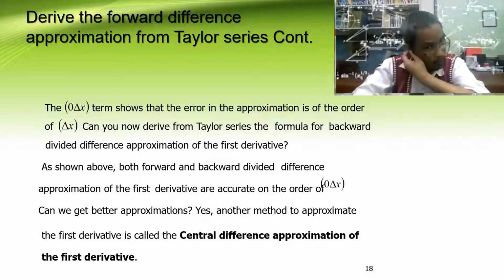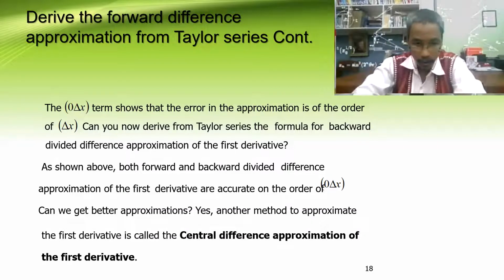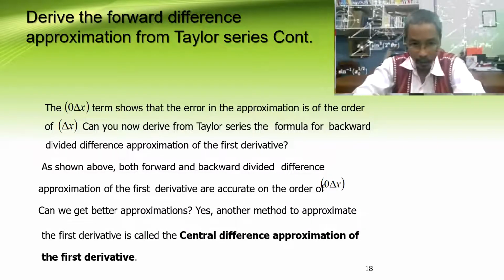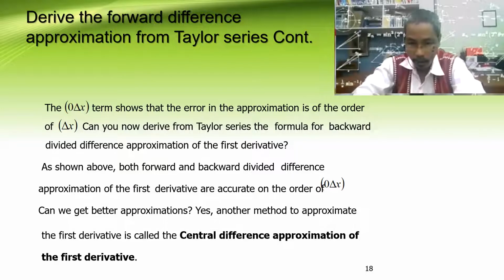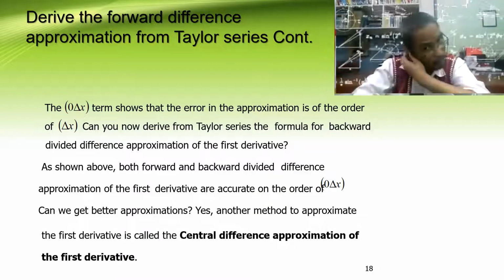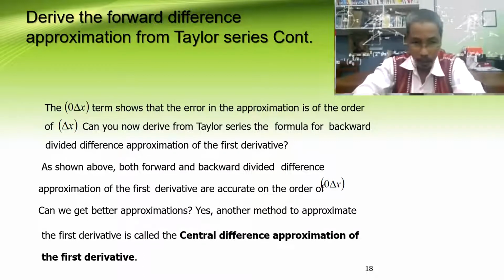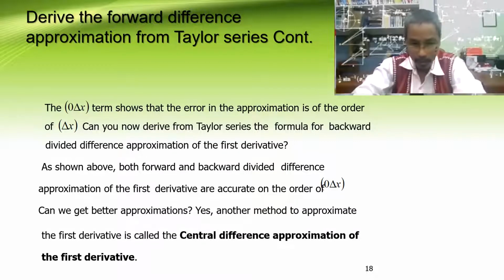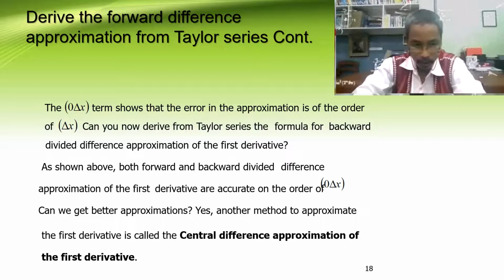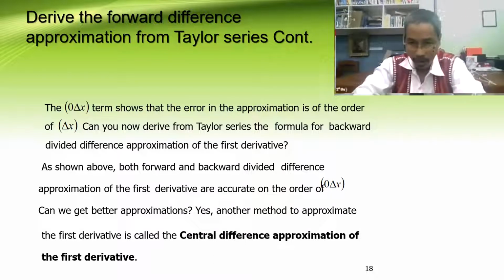As shown above, both forward and backward divided difference approximations of the first derivative are accurate on the order of O of delta x. Can we get a better approximation? Yes, we can still do better than forward or backward. Another method to approximate the first derivative is called the central difference approximation. So our next topic would be that.